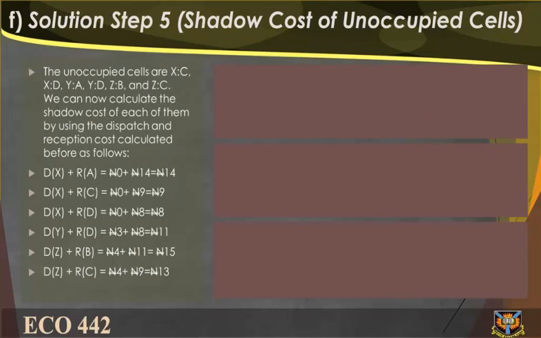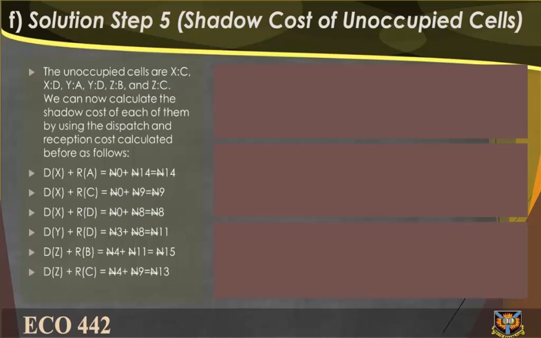F. Solution step 5. Shadow cost of unoccupied cells. The unoccupied cells are X ratio C, X ratio D, Y ratio A, Y ratio D, Z ratio B, and Z ratio C. We can now calculate the shadow cost of each of them by using the dispatch and reception cost calculated before as follows.